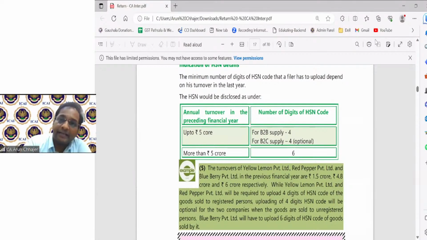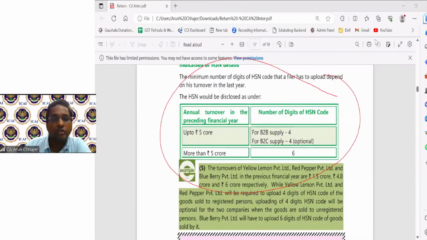This is a separate table in the GSTR1, which you need to report, the HSN summary. In the HSN summary, if your aggregate turnover is up to 5 crore, all B2B transactions, you will give that detail up to 4 digit. In case of B2C, you have the choice. But if the aggregate turnover is more than 5 crore, then 6 digit.